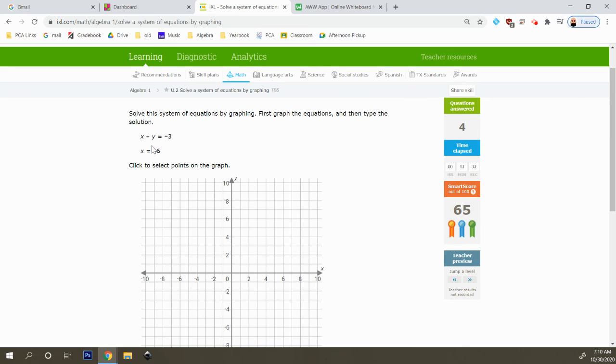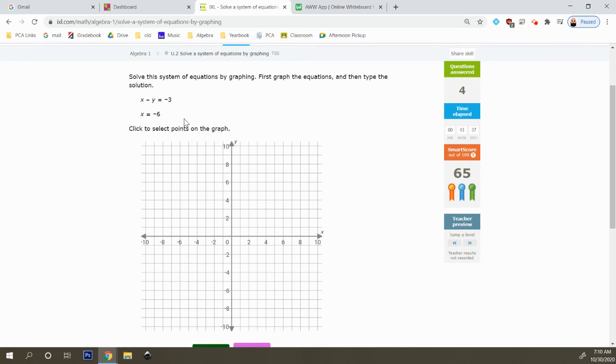Notice this is x equals negative 6. If you have an equation that just has an x in it, then you go to that number. So x equals negative 6, great, negative 6 right there. Then for any other dot, we don't have another dot because there's no equation really, it's a vertical line. So you can click anywhere, as long as I have a vertical line at negative 6 when it's x.